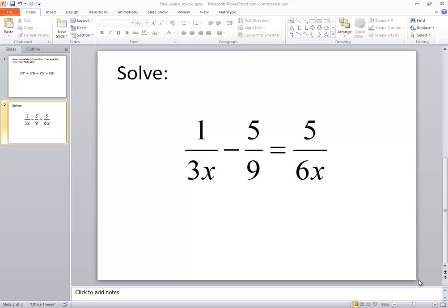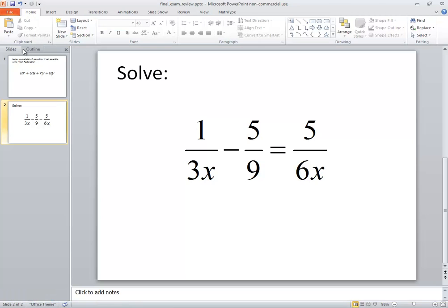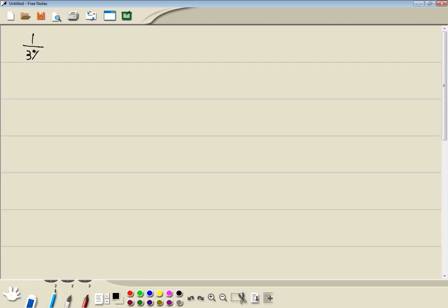Let's take a look at this problem. We want to solve this equation. So we got 1 over 3x minus 5/9 equals 5 over 6x.